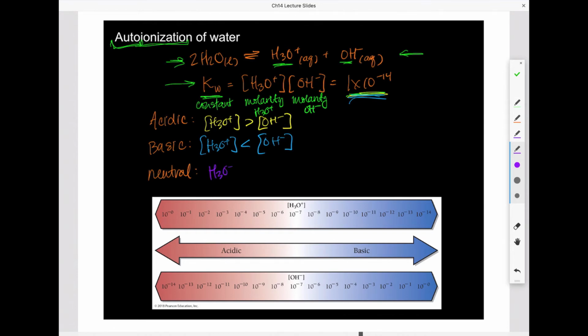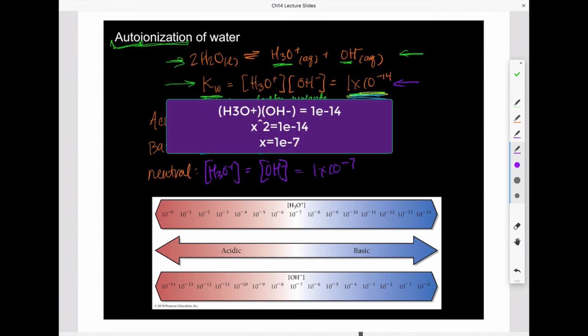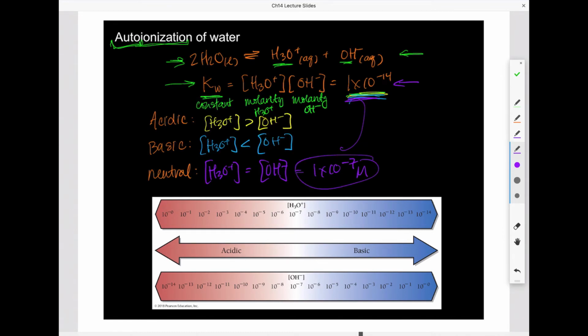Right, that's going to be the situation where hydronium is equal to hydroxide, and looking back at this equation up here, what that means is it's equal to 1 times 10 to the negative 7th molar in a neutral solution. Does that make sense?